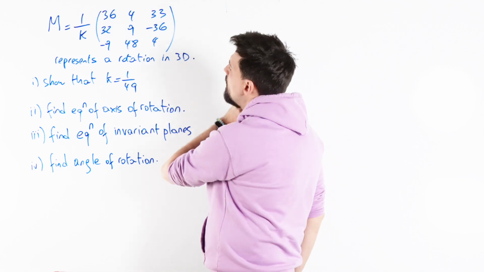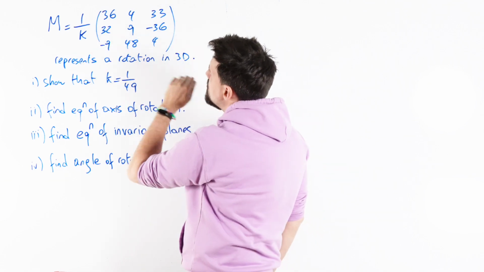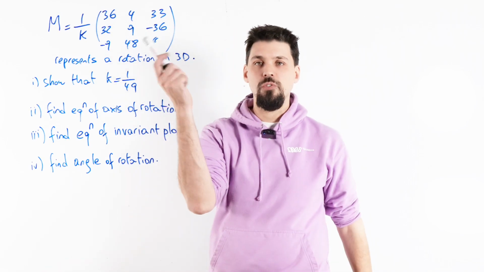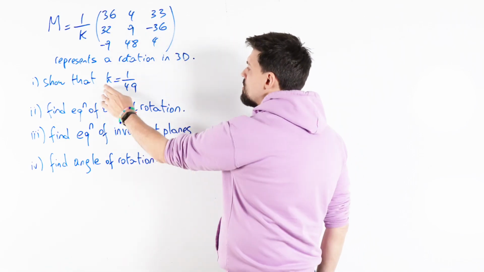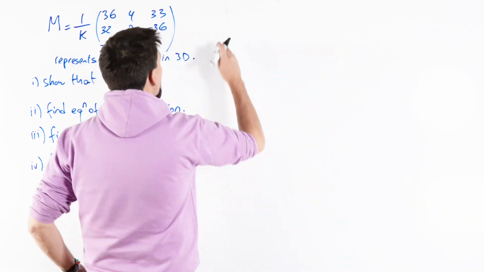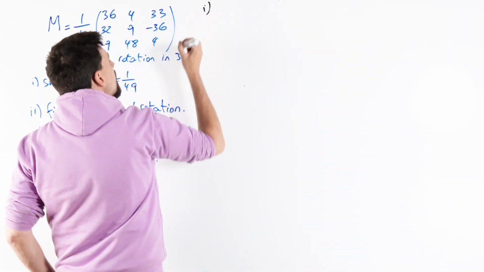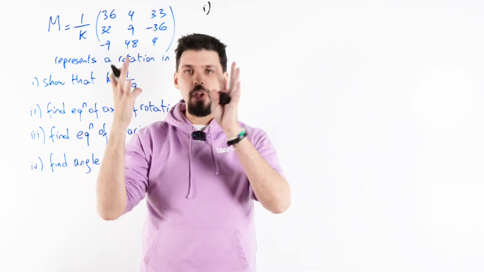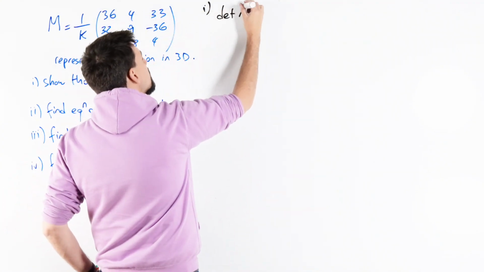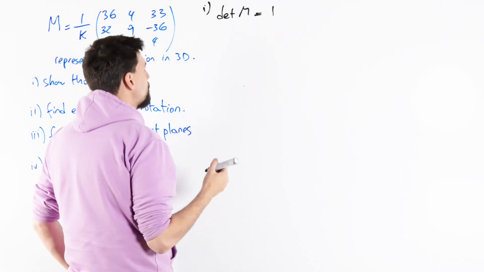We have this 3x3 matrix, with a 1 over k in front of it, but we are told it represents a rotation in 3 dimensions. First job is to show that k is 49. What we do know is that if it's a rotation, it preserves volumes. And if it preserves volumes, that means that the determinant of M has to be 1.